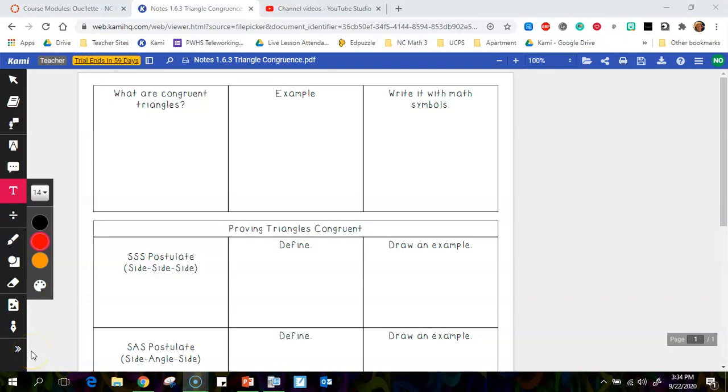Hello Math 2 students. This is lesson 1.6.3, triangle congruence. This is the notes lesson.